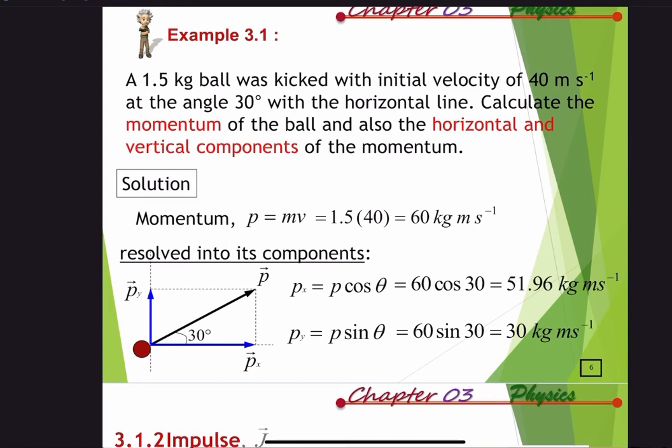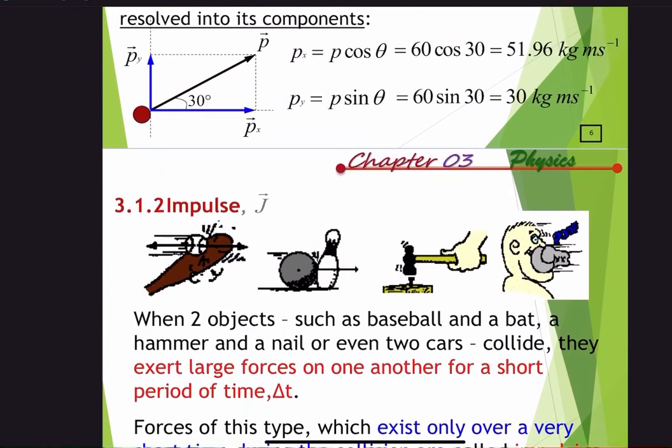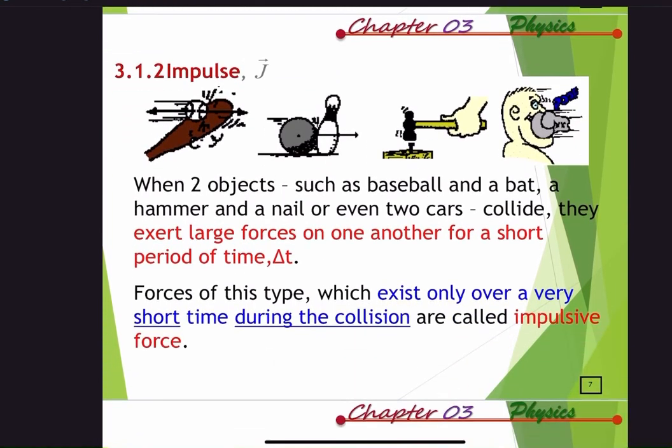for Py equal to 60 sin 30 equal to 30 kg meter per second. We continue with subtopic 3.1 momentum and impulse. Because we are already done with momentum, we continue with impulse or J. In the situation when two objects collide, they exert a large force on one another for a short period of time. During the collision, that force we call impulsive force.